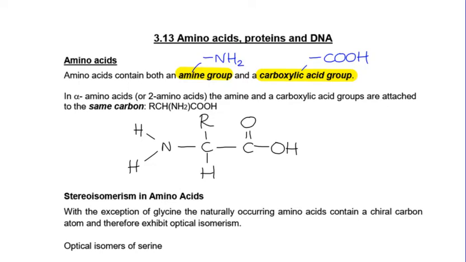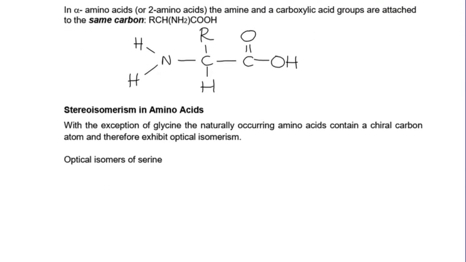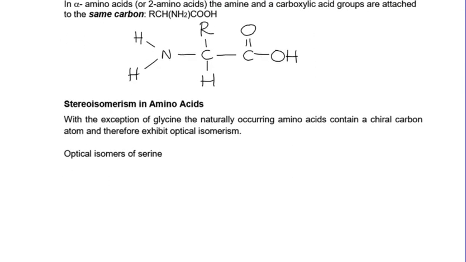Now, one of the things that we might get asked in a chemistry exam that we wouldn't get asked in a biology exam is about stereoisomerism of amino acids. So having a look at that amino acid structure that we've just drawn, what you'll notice is that middle carbon there is chiral. It has 4 different groups.